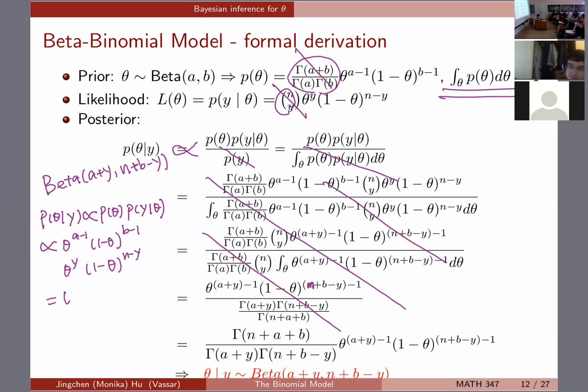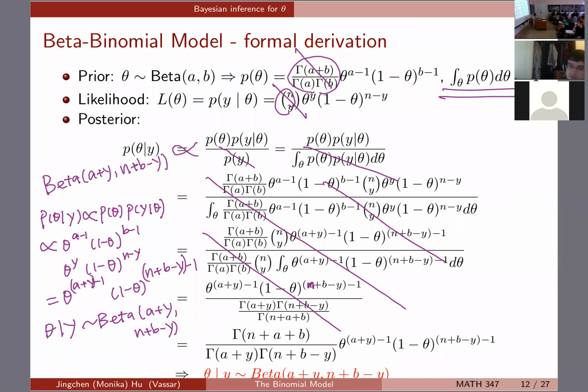What do I have? A plus y minus 1, right? 1 minus theta, n plus b minus y minus 1. So if I take these three terms together, I know that theta given y is going to be a beta, a plus y, and n plus b minus y, right? So later you see, this is actually what we will mostly be doing in this class.